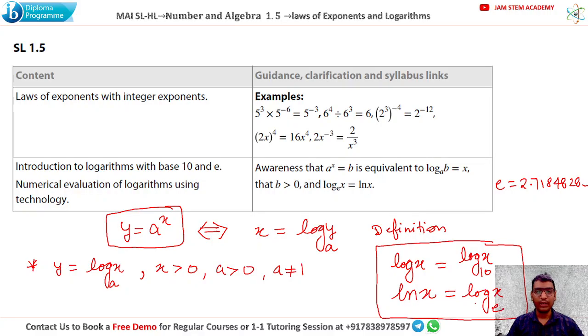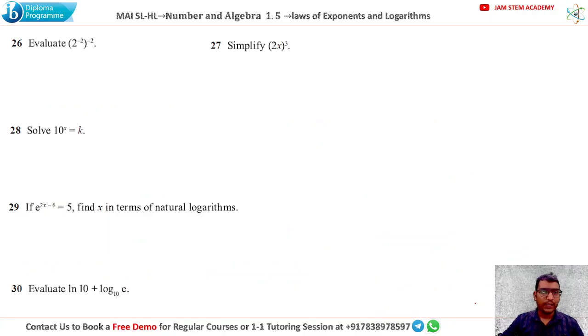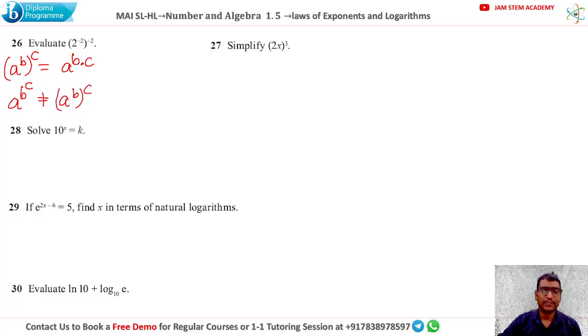Now let's solve some questions which you may find in your exams in the IBDP MAI SL HL course. Let's start with the evaluation of (2^(−2))^(−2). If you have a^b whole raised to the power c, that means you have a to the power b times c. It is different from a raised to the power b^c. These two are different things, so do not consider them the same. (a^b)^c is different.